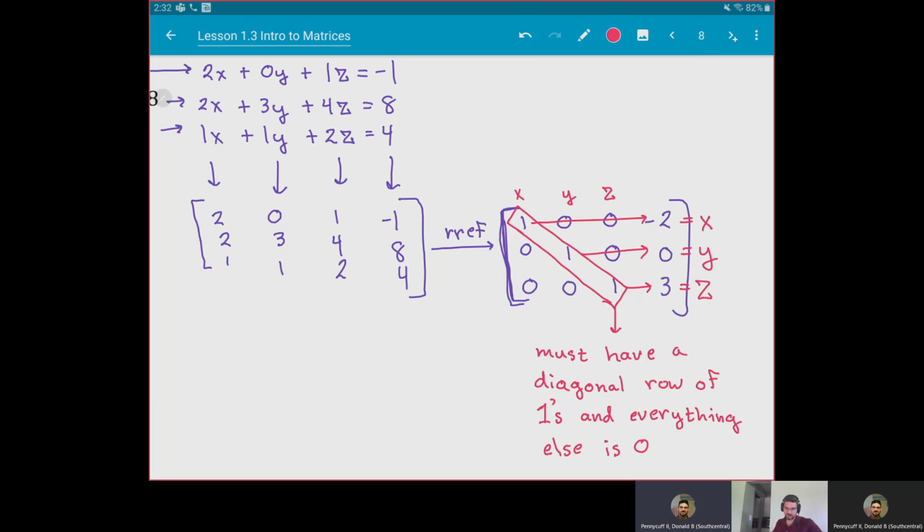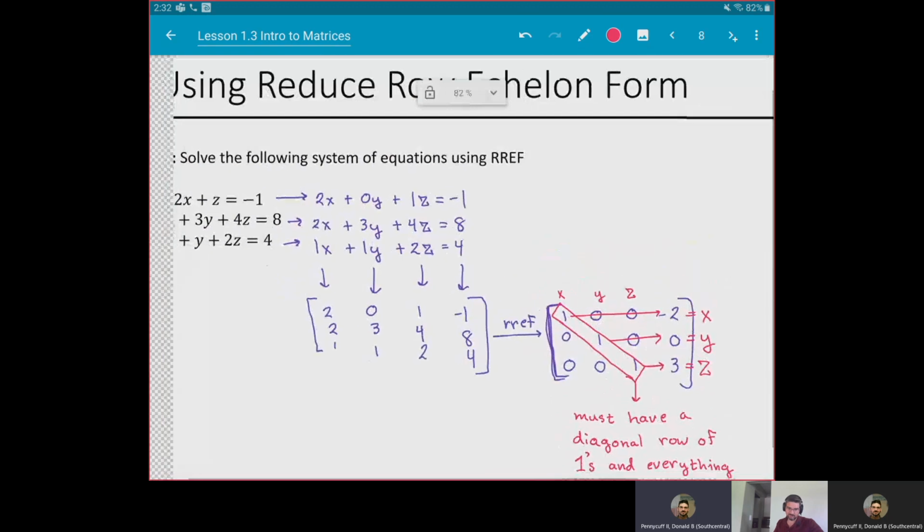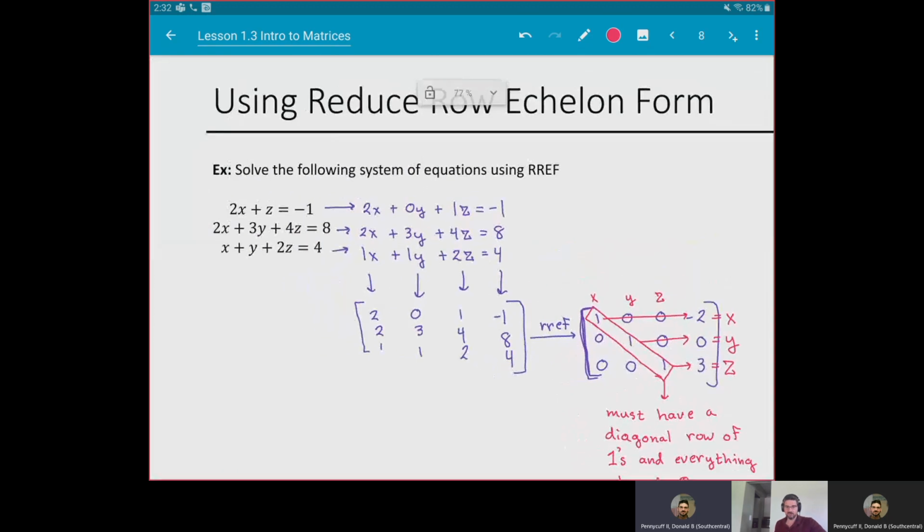And this scales. Let's say that instead of a 3 by 3, you had 7 of these, or 8 of these, or 9 of these, or 10 of these. It scales. You can type it in your calculator, make that matrix as big as you need, and you're good to go. As long as you end up with a diagonal row of ones and nothing else, you're done.